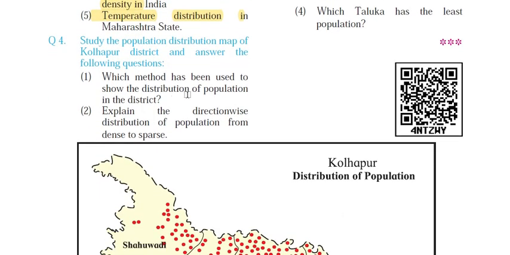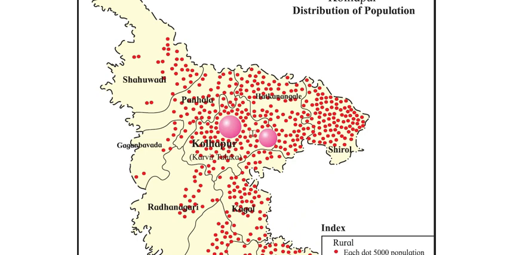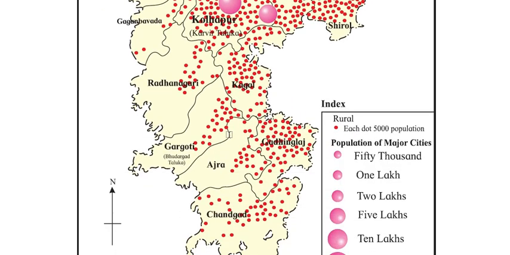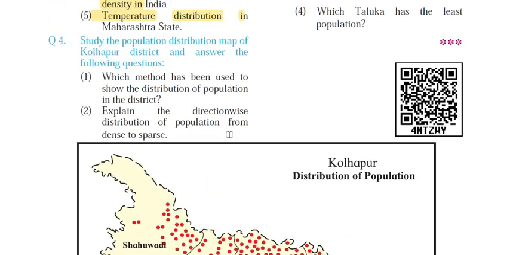The fourth question is that you have to observe this particular map and answer the questions. The first question is which method has been used to show the distribution of population in a district. By just observing the map you can see that the dot method is used to show the distribution of population in the district. The second question is to explain the direction-wise distribution of population from dense to sparse.